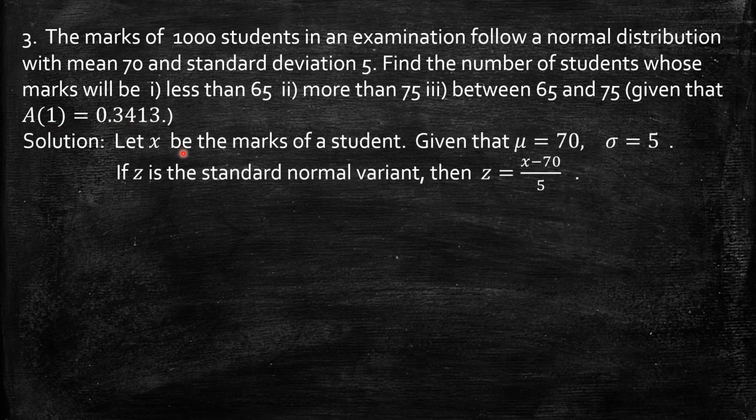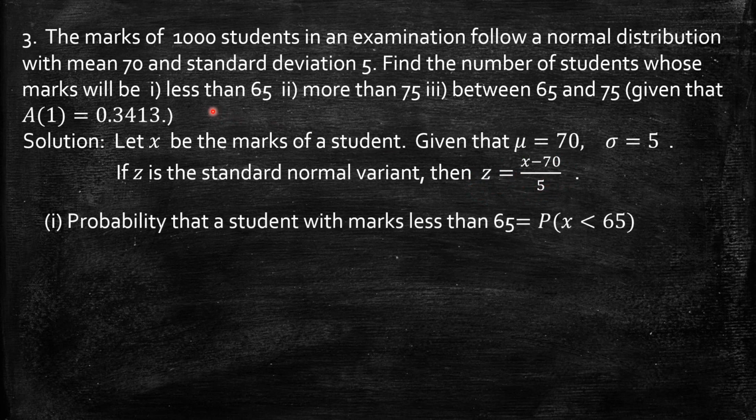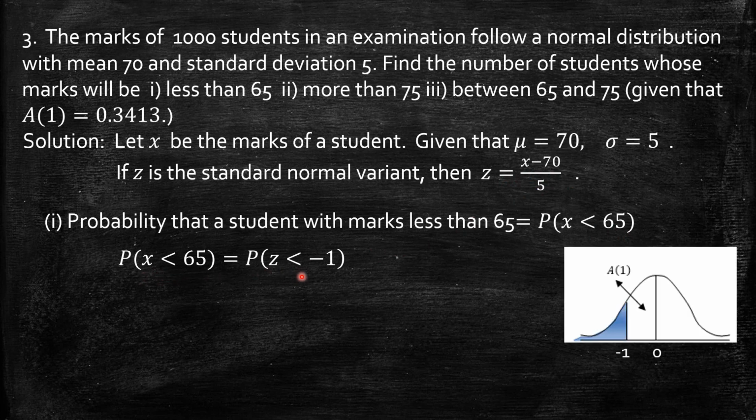So let us take the problem where x is the marks of a student with mean 70 and standard deviation sigma 5. Now I want to change it to a standard normal variate with the relation z equals x minus mu by sigma, which means z equals x minus 70 by 5. Now the first problem here is the probability of less than 65 marks. So the probability that a student has less than 65 marks means P of x less than 65. For the corresponding z value, substitute x equal to 65, that gives z is minus 1. So the probability of x less than 65 means the probability of z less than minus 1.